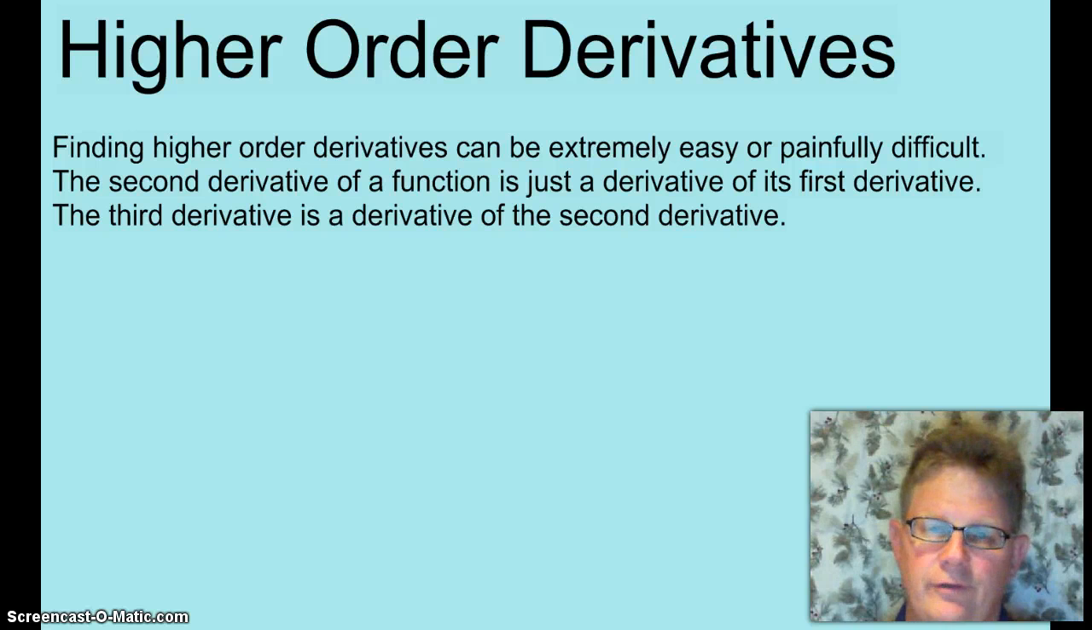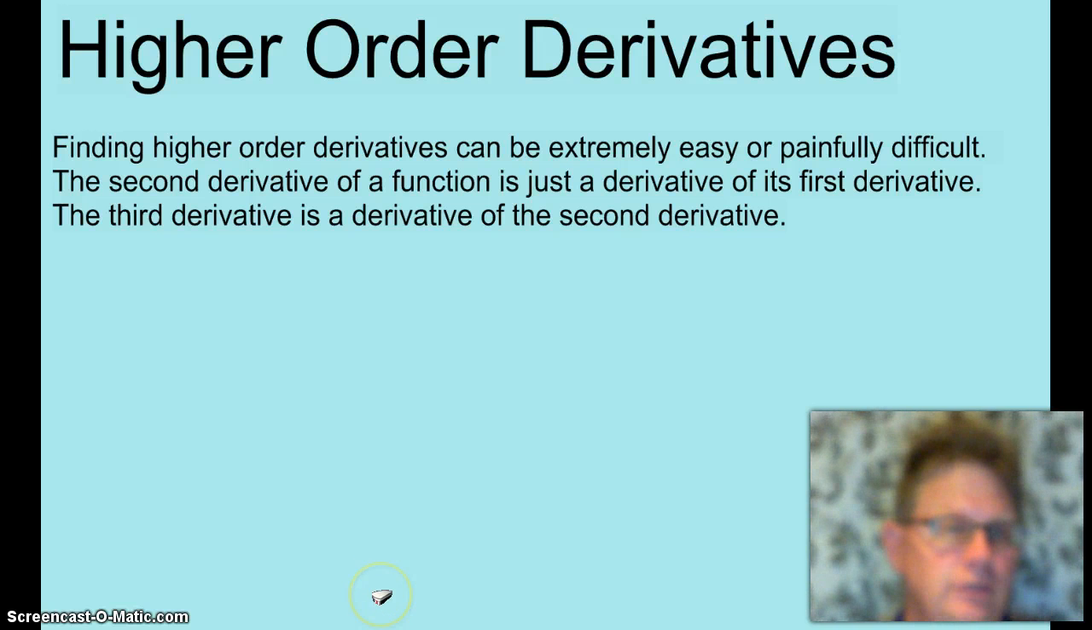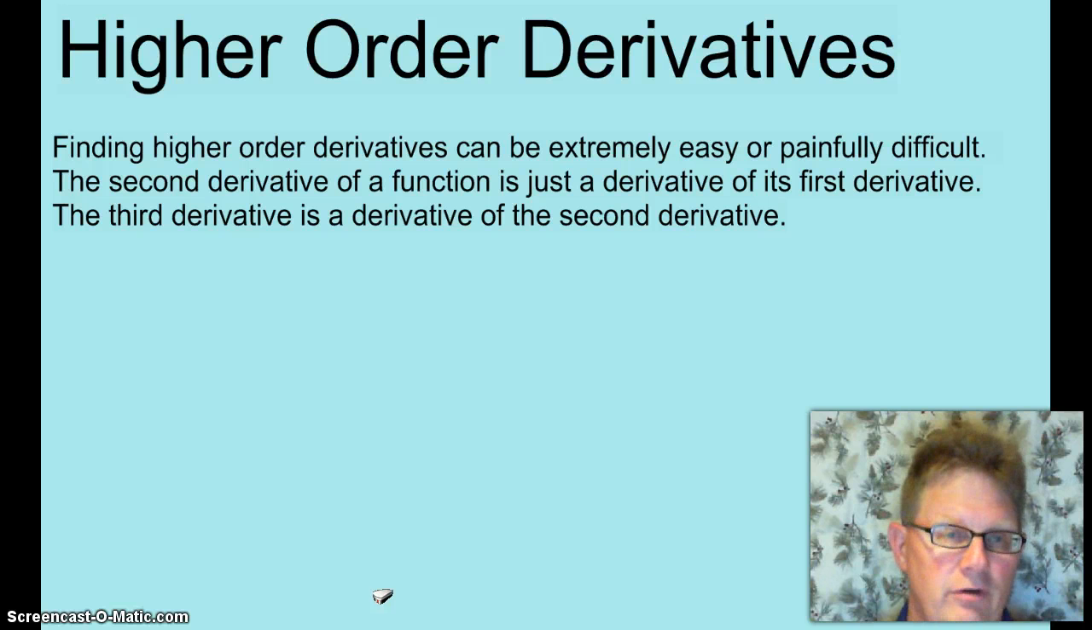Finding higher order derivatives can be extremely easy or painfully difficult. The second derivative of a function is just the derivative of its first derivative. The third derivative is the derivative of the second derivative. Alright, let's go ahead and show you how this works with a higher order derivative. Alright, you ready? I'm just making this up on the spot.